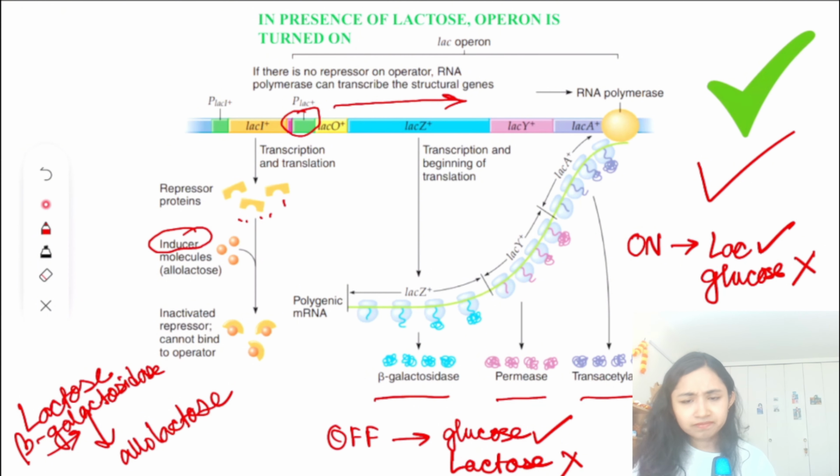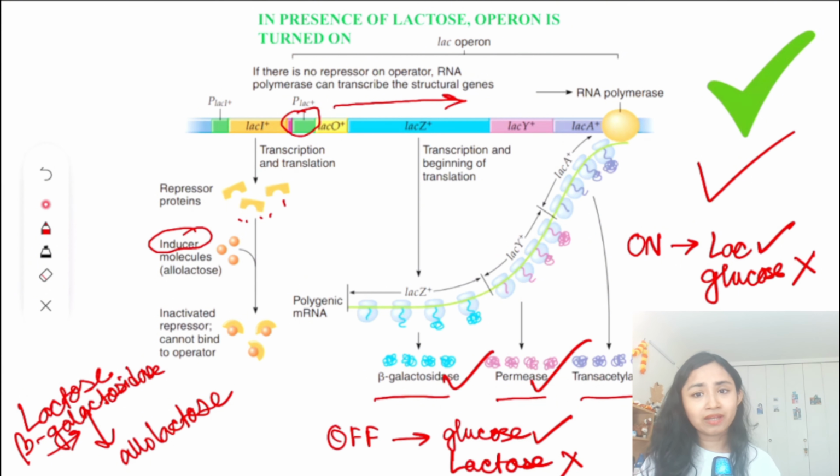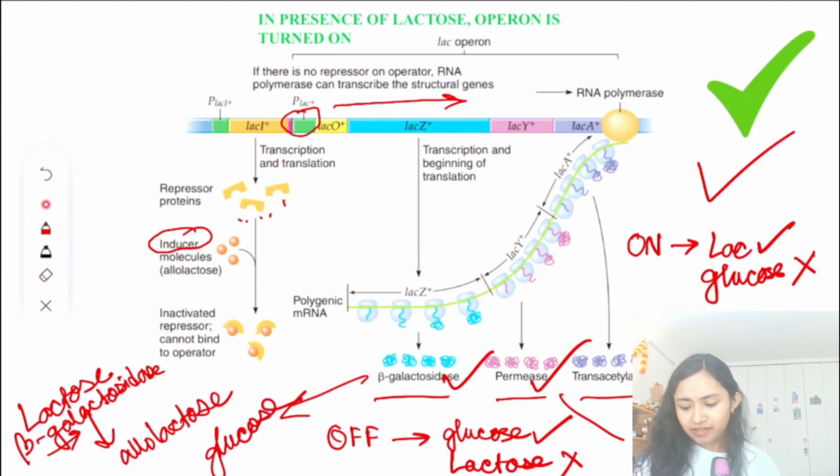And after the Lac Operon is turned on, these three proteins are produced. What is the function of these three proteins? Beta-galactosidase will convert lactose into galactose and glucose. Then the glucose can be used as an energy source. Permease helps to transfer the lactose inside the E. coli cell. I'll come to this point in the next class. And trans-acetylase transfers the acetyl group, but not much function of trans-acetylase is known so far.